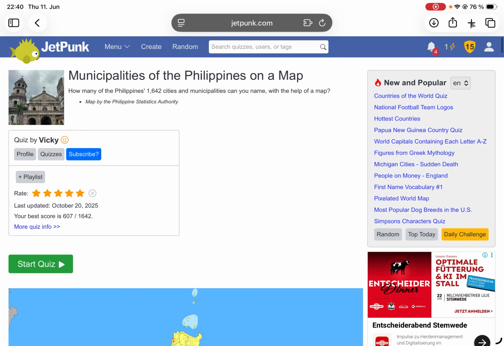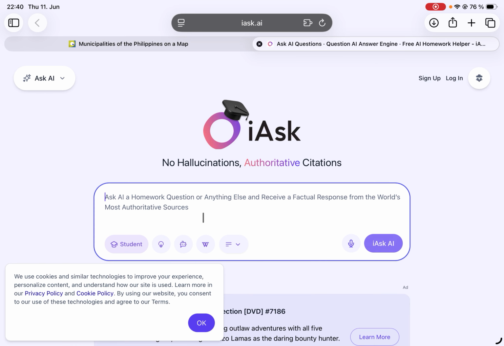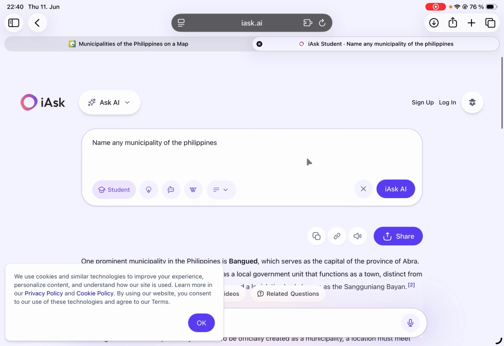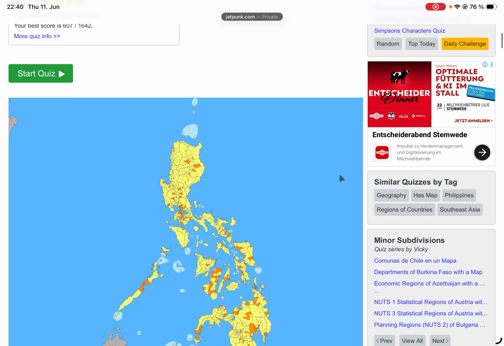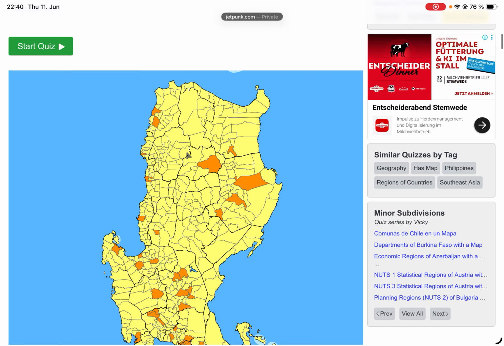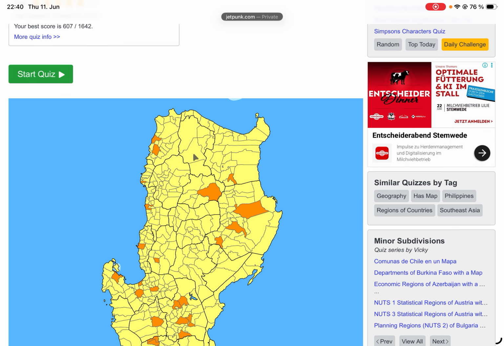So I guess I'll just get right into it. I'll just do the usual thing of asking AI to just name a random Filipino municipality. Let's see what we get. Alright, so apparently it's Bangued. Bangued is the capital of the province of Abra. Abra is this province right here. And it's already actually kind of an exception because it does not have a single component city inside of it.